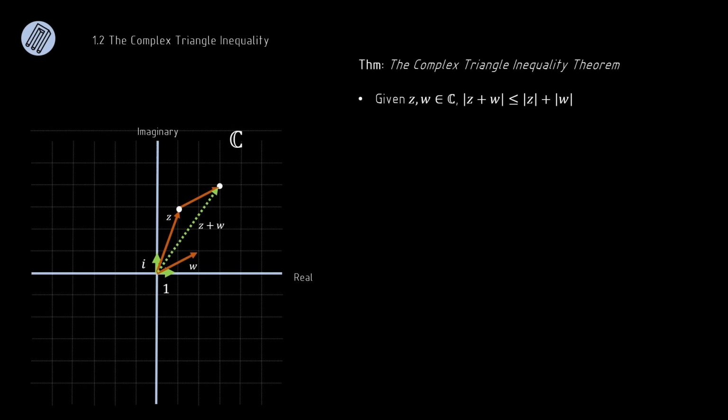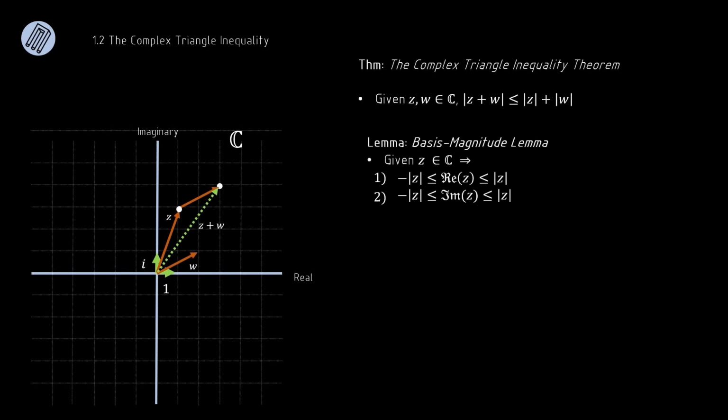Another way to phrase this is that the magnitude of the z plus w vector is always less than or equal to the magnitude of the z vector plus the magnitude of the w vector. Simply put, this is another way of saying that the shortest distance between the origin and a point in the complex plane is to go in a straight line, rather than take some non-straight angled path. Obviously, this is true. We know it just by experience. But can we prove that this inequality indeed holds in the complex plane?